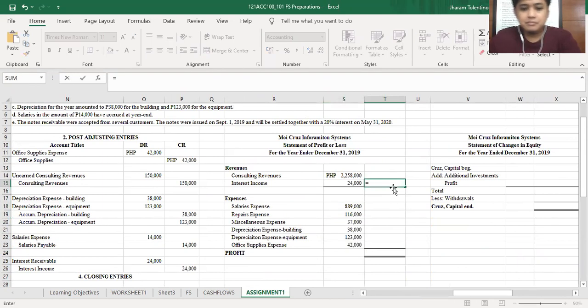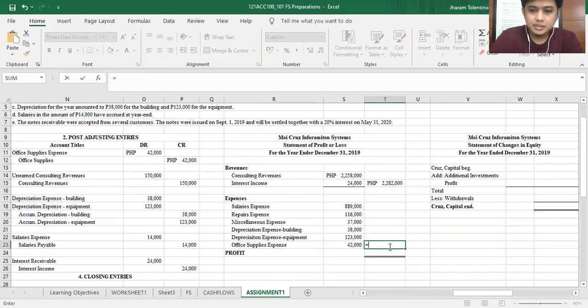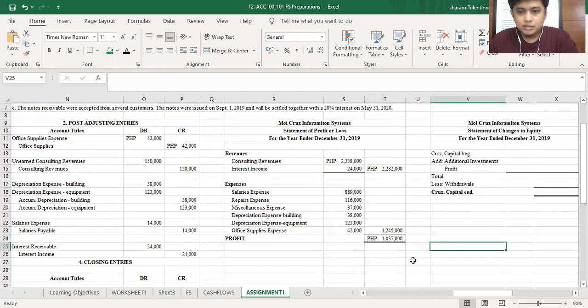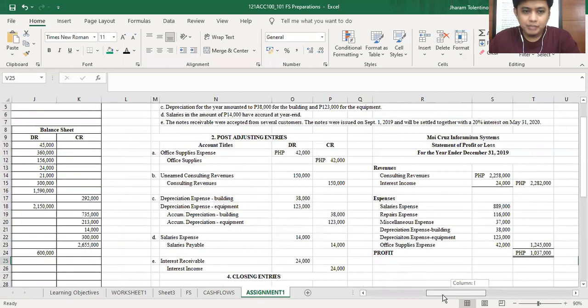So, get the sum. And the sum of the expenses. Okay. So, 2 million minus 1,245. Let's see. We have 1,037,000. Profit the same as the figure na nakita natin doon. Huwag na lang natin involve. Okay. After which, anong susunod? Let's have the capital beginning. Magkano?